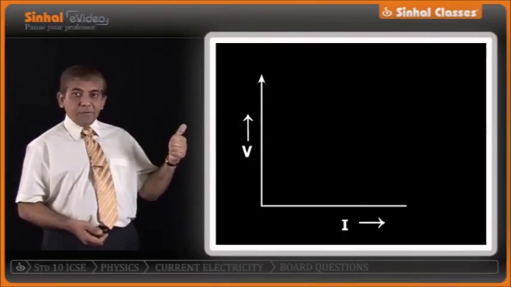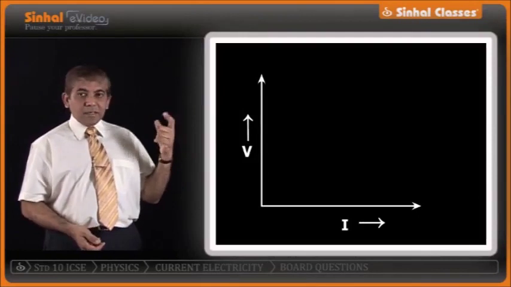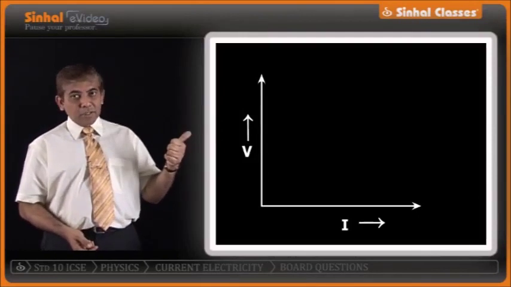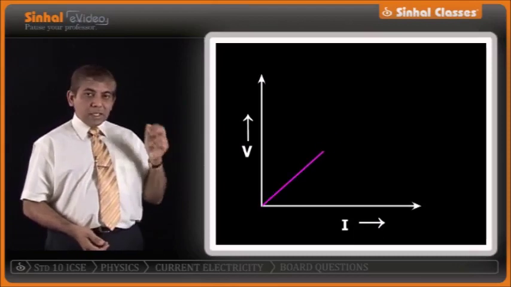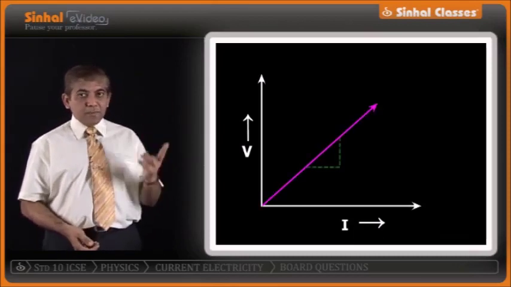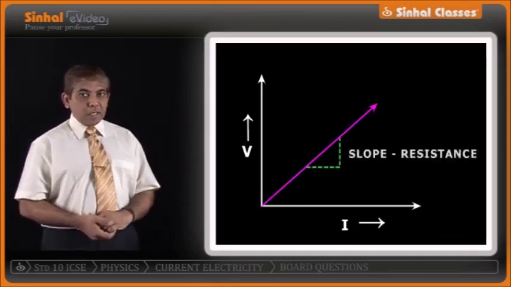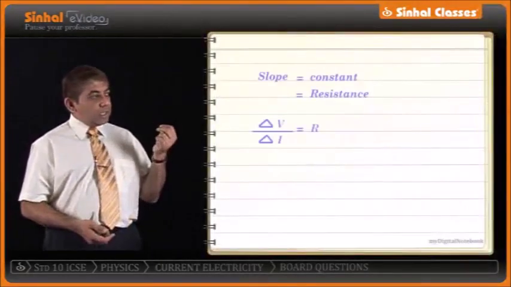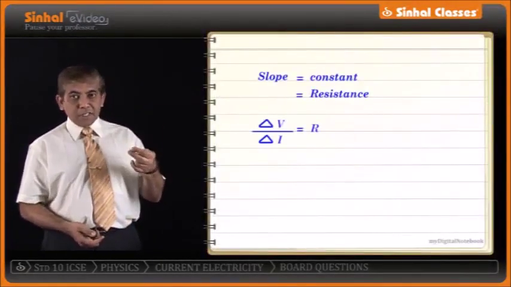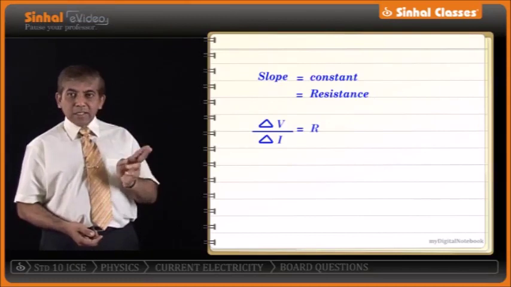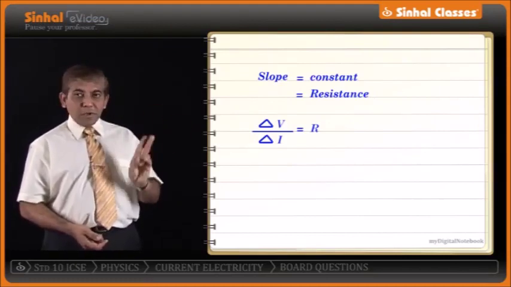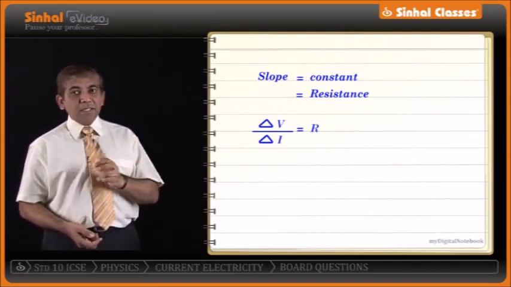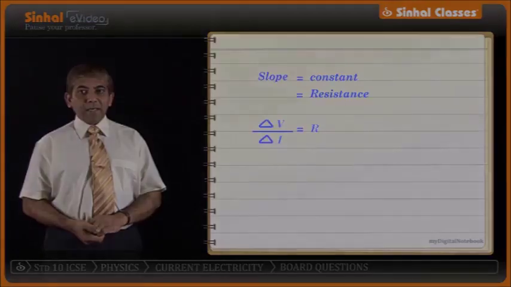When we plot a graph of V versus I, we see that we get a straight line graph passing through the origin. When it is a straight line graph passing through the origin, slope is nothing but change in the y coordinates upon the corresponding change in x coordinates. Change in y coordinate is nothing but change in potential difference. Change in corresponding x coordinate is nothing but the change in current. So change in voltage upon change in current is the slope, which is nothing but the resistance of the conductor.